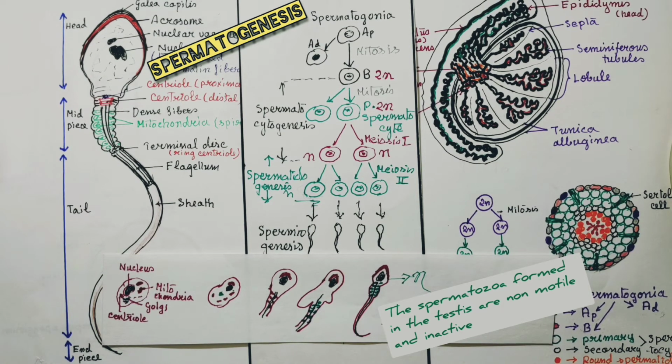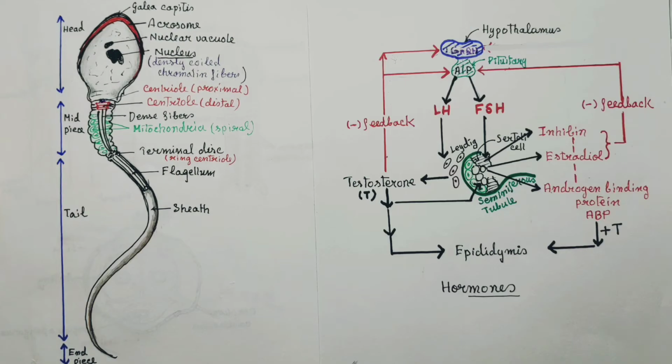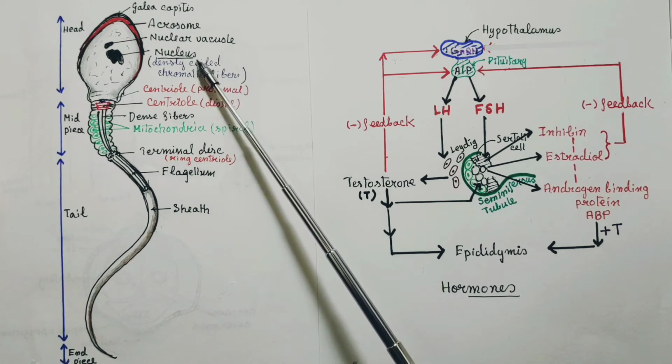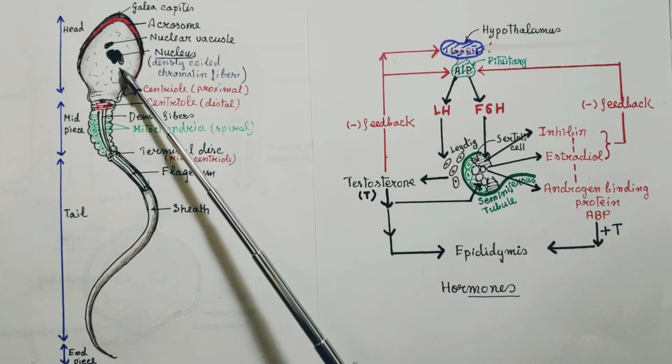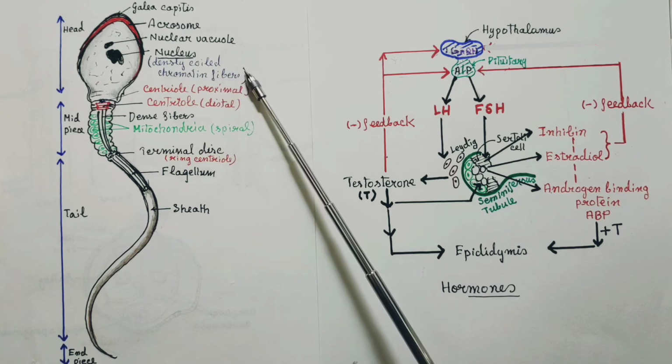After this spermatogenesis, now we will discuss the structure of sperm in detail. The human sperm cell can be divided into 4 parts: head, midpiece, tail, and the end piece. The head contains a nucleus. This is the nucleus. It has densely coiled chromatin fiber.